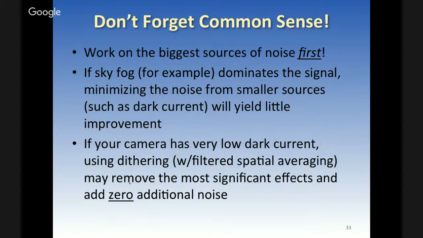In fact, when you start looking at what it takes to beat down sky fog from your backyard, the answer is it probably takes less time to drive out to a dark site and take your data than it does to take all the data that you need in your backyard to get an equivalent result. Of course, if your camera has very low dark current, using dithering with filtered spatial averaging can remove most of the significant effects and add zero additional noise. So that's one thing that you can do to combat dark noise. That doesn't, of course, help you very much with read noise, maybe a little bit.